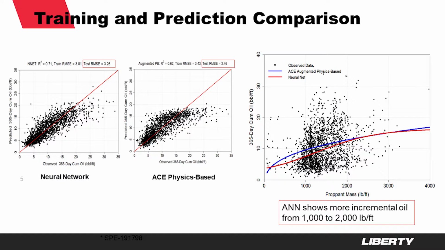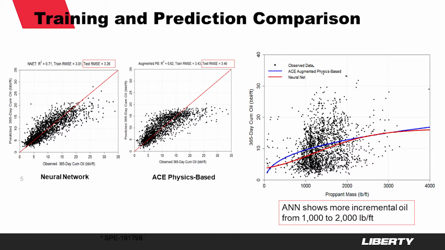But more importantly, we use these statistical models to be predictive, and that's what you see on the right-hand side. You see the 1 year oil production over the proppant mass, and the dots are the actual observed production data, which is of course a big scatter because it's across the whole Midland Basin with all sorts of well performance. But the models are the blue curve, which is the ACE physics-based model, and the red curve, which is the neural network. You can see differences there, and that's important.